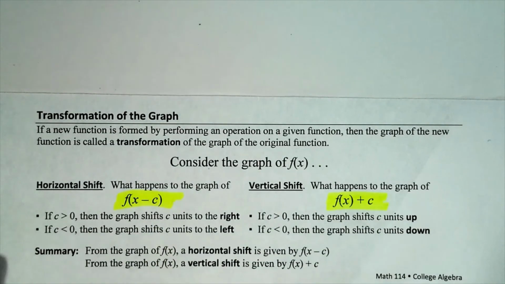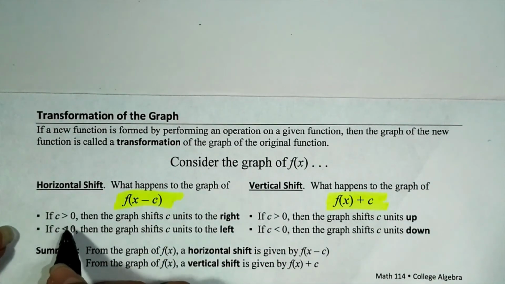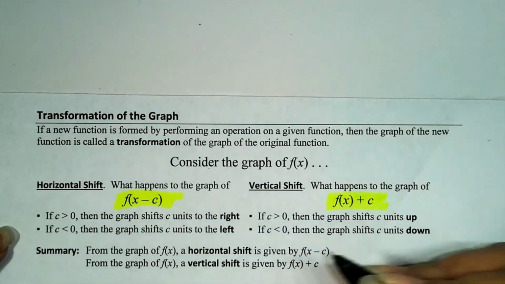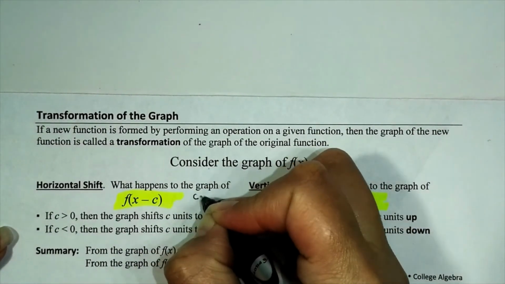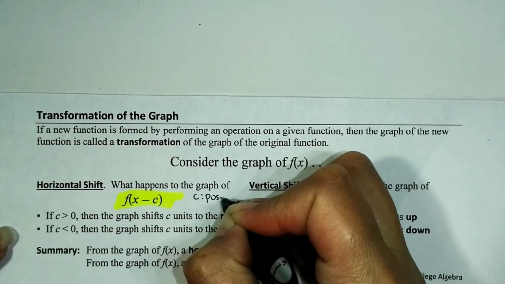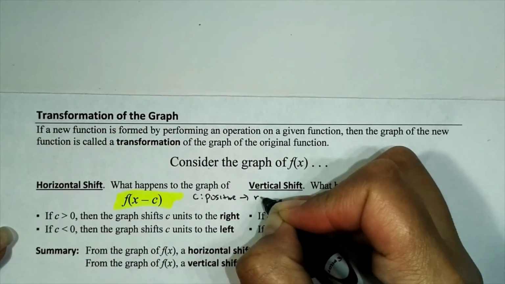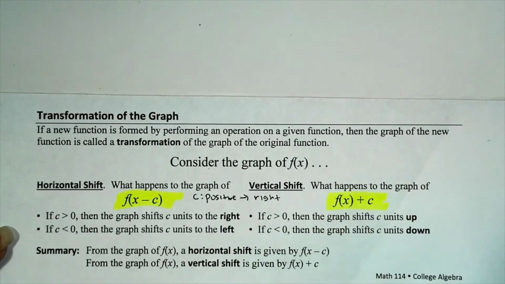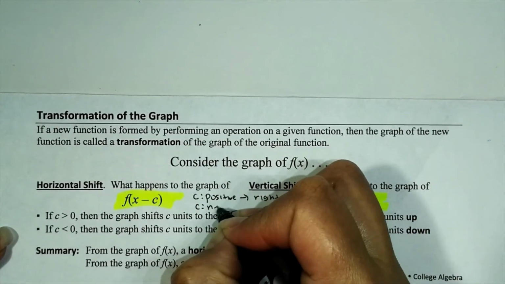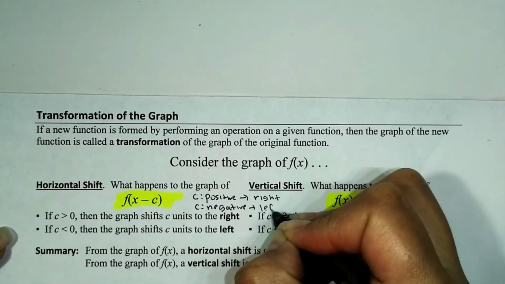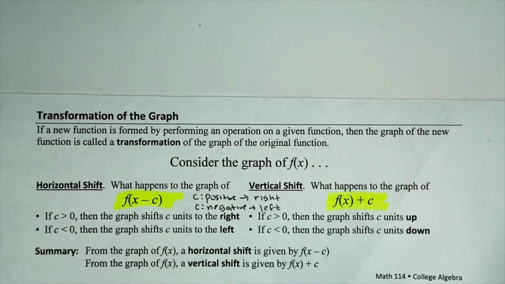And just to reiterate, it says if c is greater than 0, who puts these math symbols? So where do I have space? Nowhere. I'll make space. So if c is positive, then we are going to shift so many units to the right. However, if c is negative, then we're going to shift so many units to the left. Again, very important.